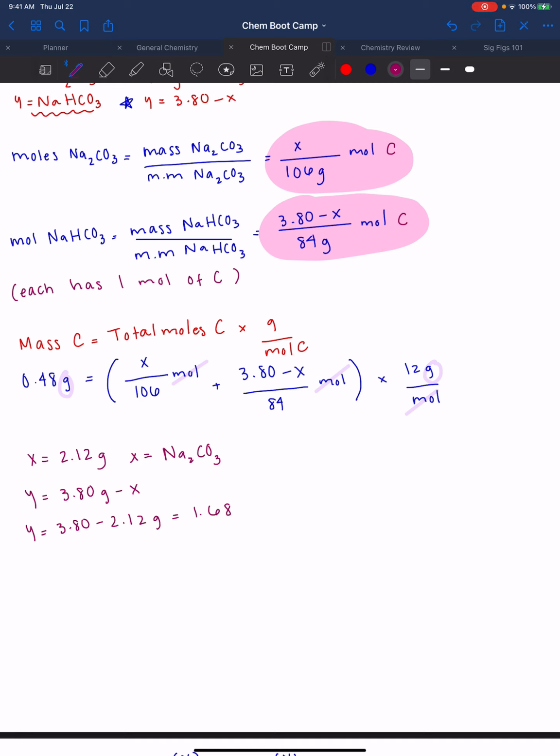Yeah, and so we know that's going to be our grams of the sodium hydrocarbonate. And in the book, it gives you in milligrams. If you want to get to milligrams, you're just going to go 1.68 grams times 1,000 milligrams per 1 gram. That would give us 1,680 milligrams. But I would just leave this in grams. It's no problem, really.